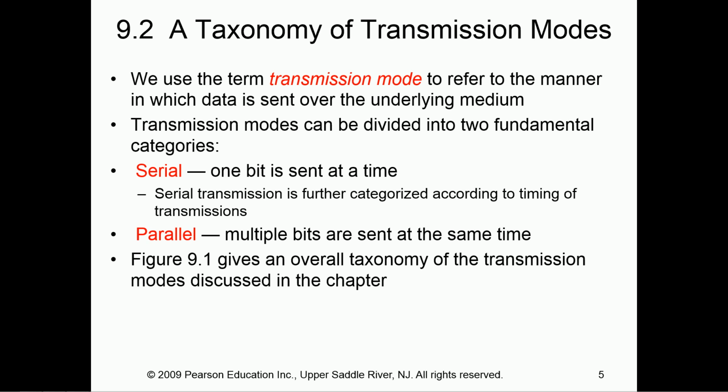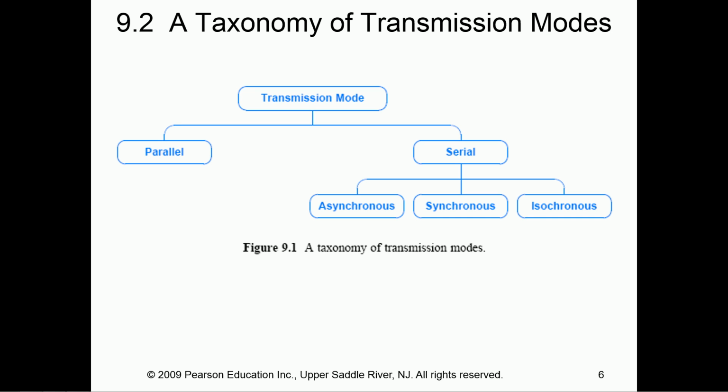Serial is where one bit is sent at a time, i.e. it does one task at a time, and it doesn't move on to the next task until that first task is fully complete. Serial can be broken down into synchronous versus asynchronous. Parallel is the next transmission mode, where multiple bits are sent at the same time. A graphical representation would be this: parallel versus serial. Serial, again, is one task at a time.